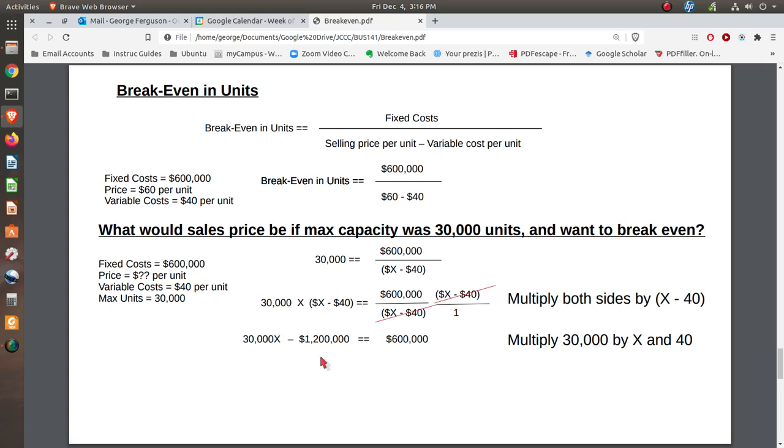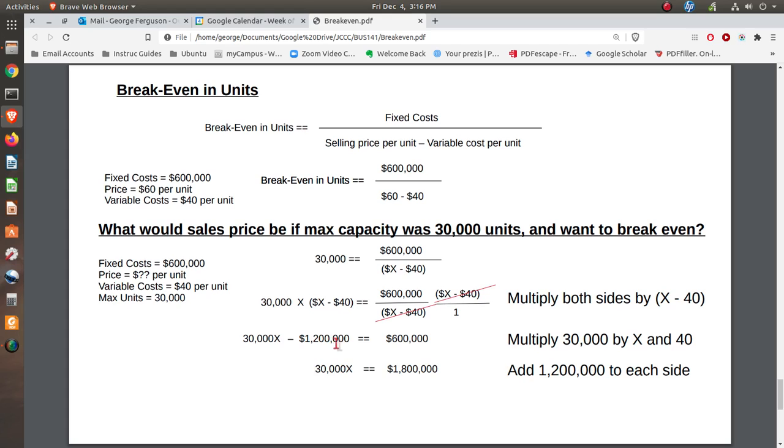So what we're going to do is add 1.2 million to each side. See, this is minus 1.2 million, so now we're going to add 1.2 million, that becomes 0. So all we have left over here is 30,000x. We add 1.2 million to the 600,000, we get 1.8 million. So now what we need to do is solve for x, and that means we divide each side by 30,000. So we divide this side by 30,000, divide this side by 30,000. 30,000x divided by 30,000 is just x. The 1.8 million divided by 30,000 gives you 60.